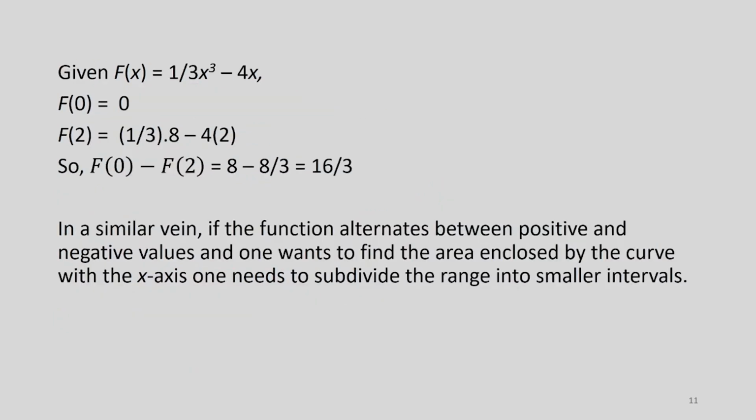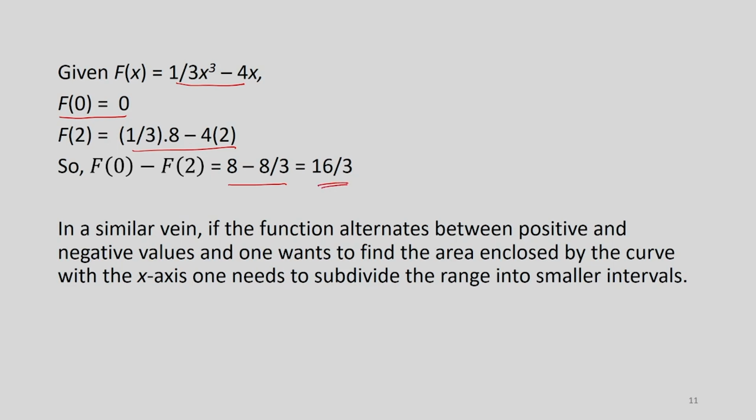And if I do so, then I know f of 0 will be equal to 0. This will give me 0. What about f of 2? Well, 1/3 of 8 minus 4 multiplied by 2, and that will be what? That will be minus of this, that is 8 minus 8 by 3, which is equal to 16 divided by 3. So, that is the area.